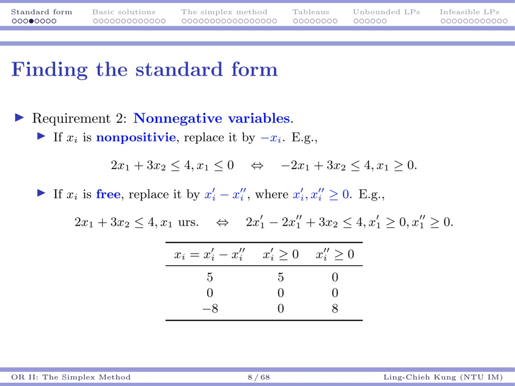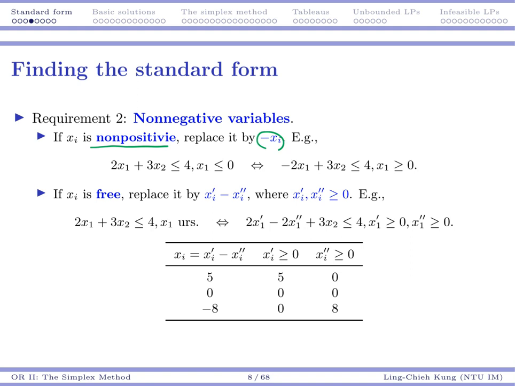And then we need non-negative variables. If a variable is non-positive, we may replace it by negative x1. For example, if 2x1 plus 3x2 must be less than or equal to 4, and your x1 is non-positive, then all we need to do is to replace your x1 by negative x1. Then the new x1 would be non-negative, and your constraint would become negative 2x1 plus 3x2 less than or equal to 4. Again, we don't really change anything. We simply change the sign of these variables.